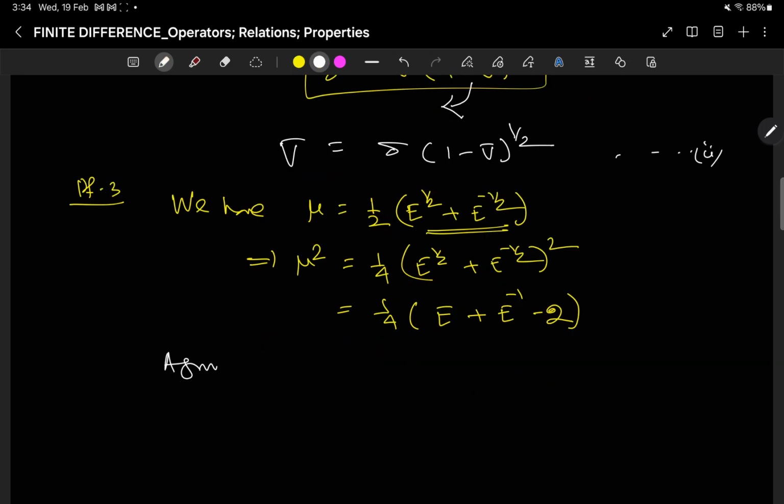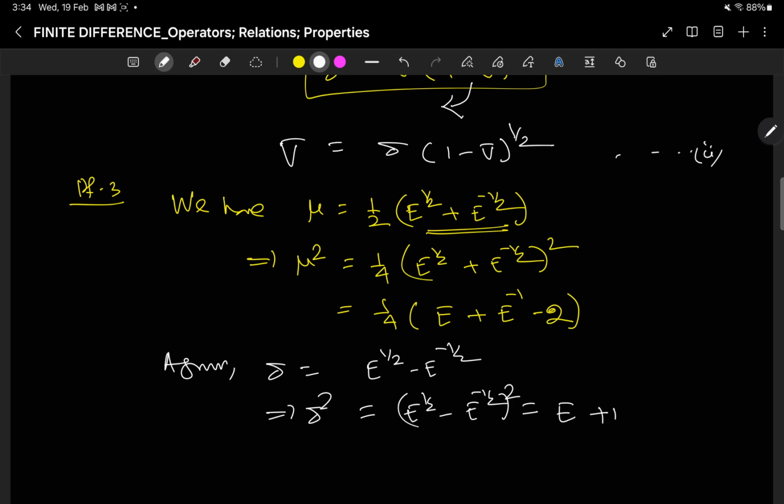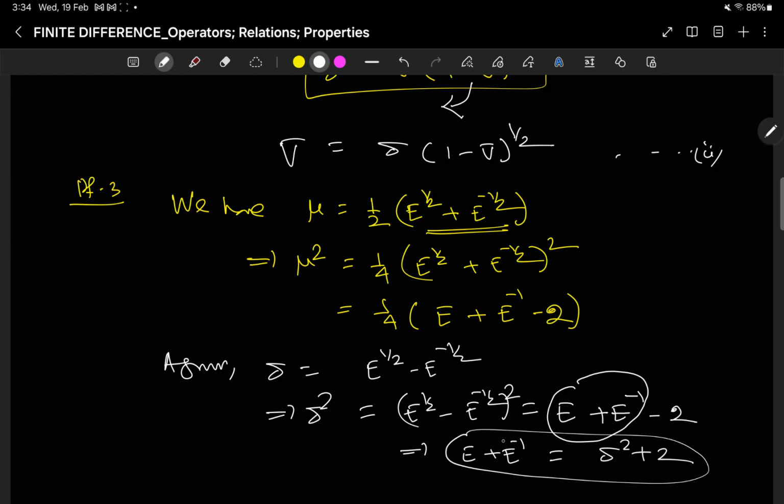Now what is e plus e inverse? Again you see your delta is equal to e to the power half minus e to the power minus half. So what is your del square? It is the whole square of this, e to the power half minus e to the power minus half whole square, a square plus b square minus 2ab, minus 2. So what is e plus e inverse? So that means e plus e inverse is your del square plus 2. Now you substitute this over here, let it be equation star.